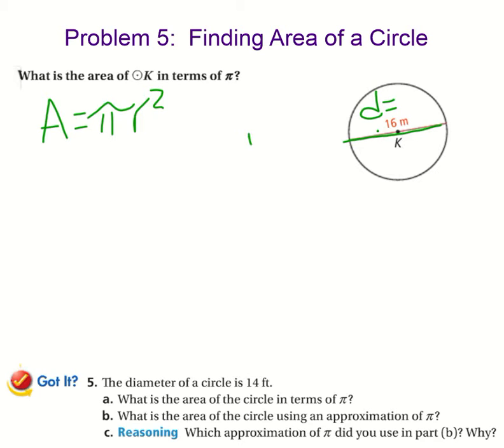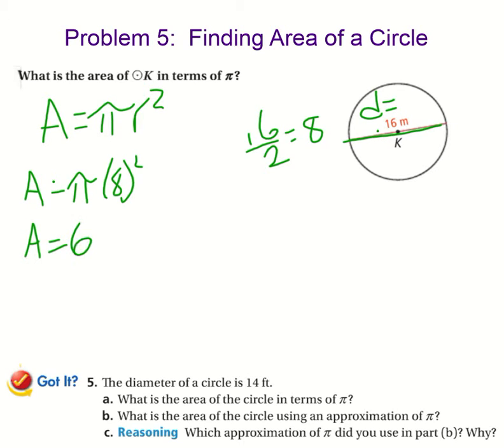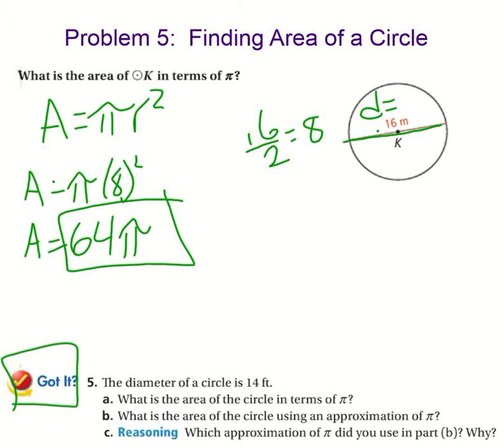And so we take 16 divided by 2, and that's going to give us 8. And so our radius is 8. So we can plug that in. Area then equals pi times 8 squared. Well, 8 squared is 64, so area equals 64 pi. And we just need to find that in terms of pi. So there you go. We're going to skip this got it question, so don't worry about it. Skip on, move on to the next page.